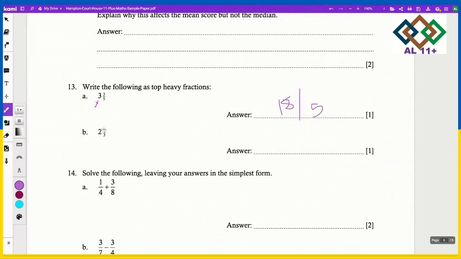The same thing, 2 multiplied by 3 is 6. 6 plus 1 is 7. So it'll be 7 over 3.